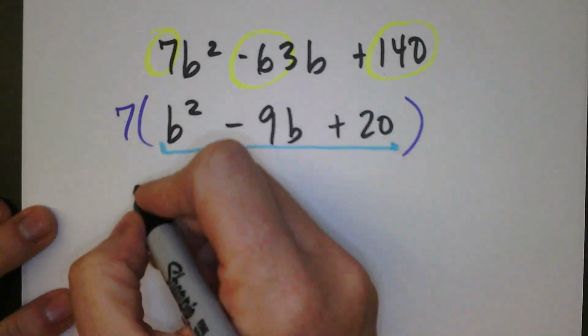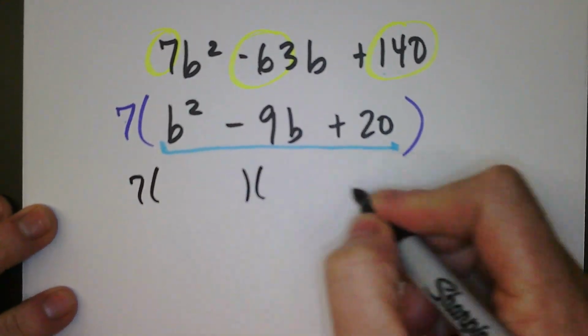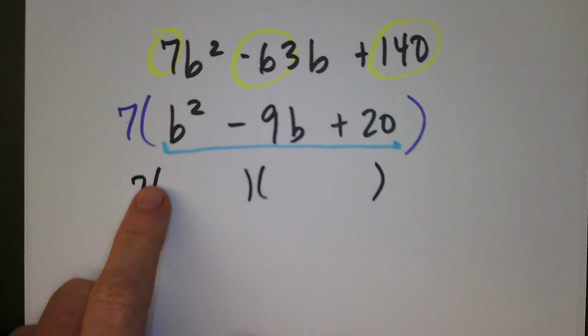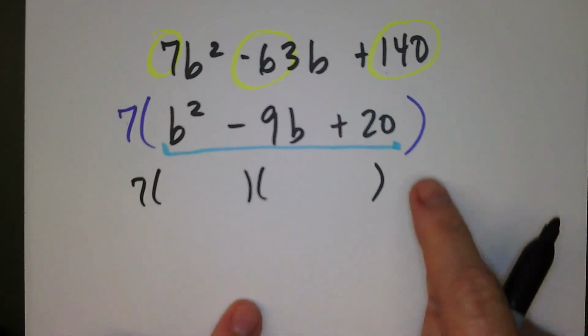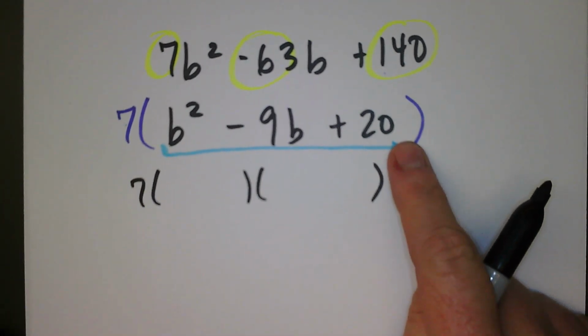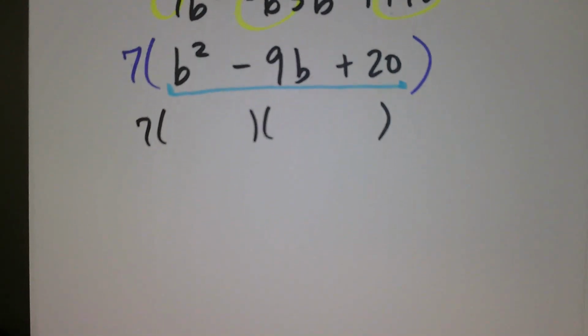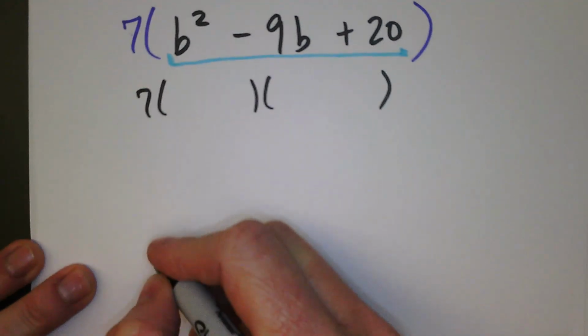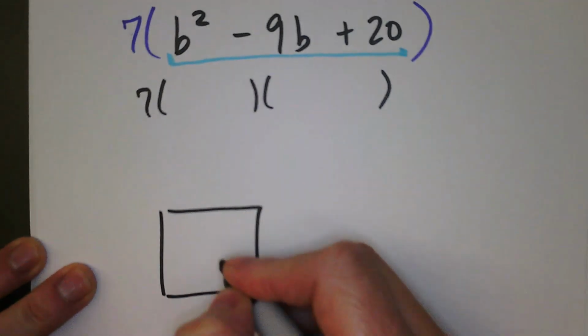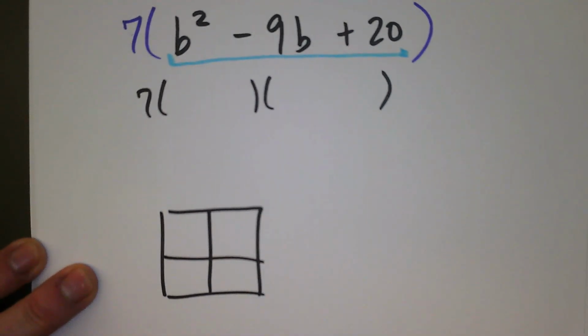Some of you are probably ready to just do the binomials right away. You can tell that it's going to be b and b because it's b squared. And then you need the numbers that will multiply together to get 20 and add to get negative 9. If you don't see that, that's totally fine. We can set up a little area model. The area model will always get us to our answer.